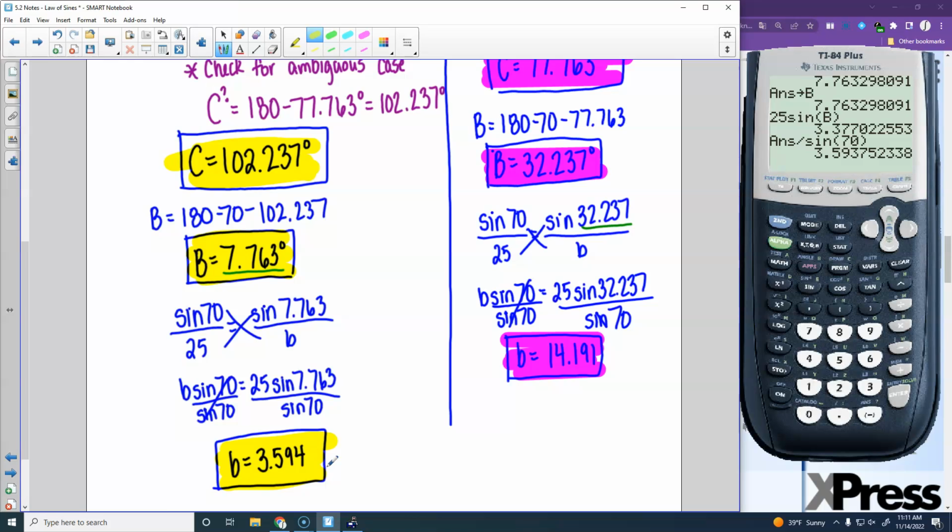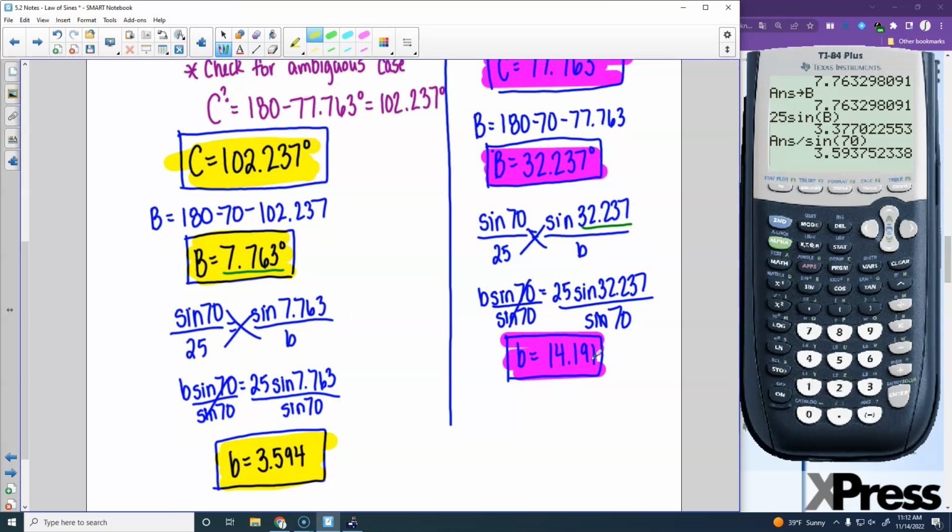Yes, it's one set of answers, so if C is 102, these have to be the values for B. I would group it half and half there. So it's not like C could be 102.237 and then B could be 32.237. These 3 go together, these 3 go together. The answer key will group it that way as well. There will be ambiguous case. It will not ask you for all parts at once, but there will be some ambiguous case.